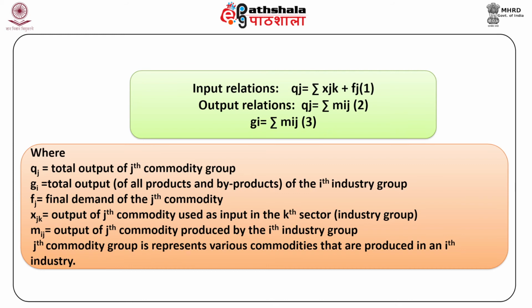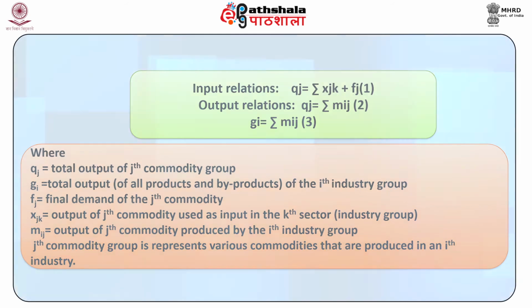Xjk is output of jth commodity used as input in the kth sector, that is the industry group. Mij is output of jth commodity produced by the ith industry group. Jth commodity group is represented by various commodities that are produced in an ith industry. So there can be I1, I2 industries and every industry will have different commodity groups like J1, J2, so on and Jn. The above symbols without subscript refer to the corresponding vectors.